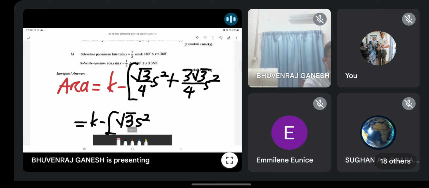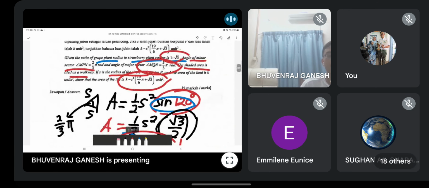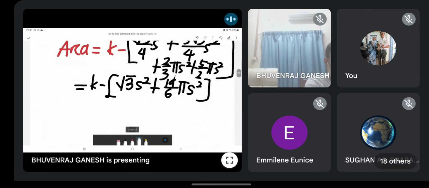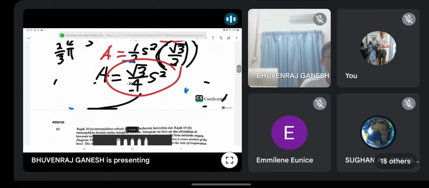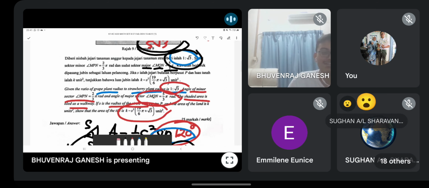So guys, if you look back at the question, have you proven it already? Not yet. Okay, the question is a bit different. So you must continue. You can factorize s square out. Am I right? So you will have k minus s square, 19 over 6 pi plus sub 3. So now you look back at the question. Have you proven it? Yes. Settle. Okay guys, do you understand?